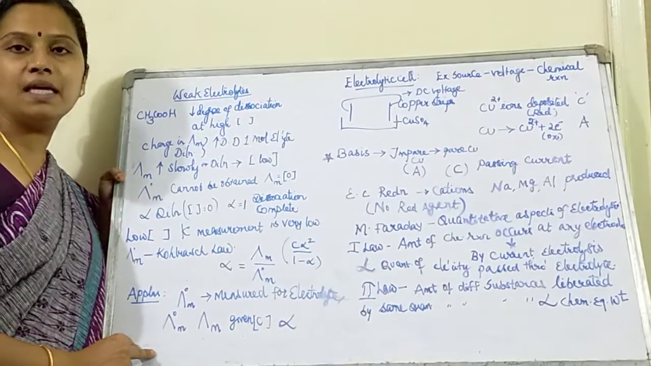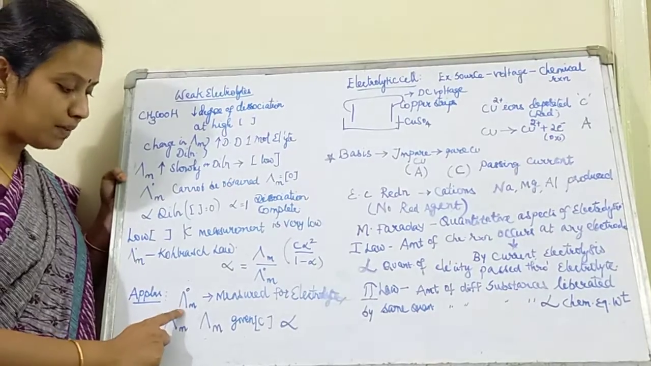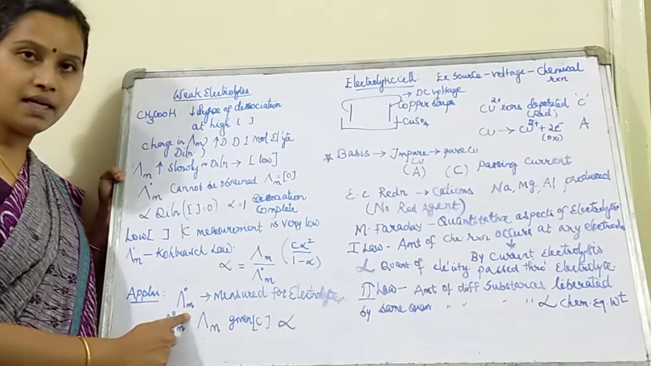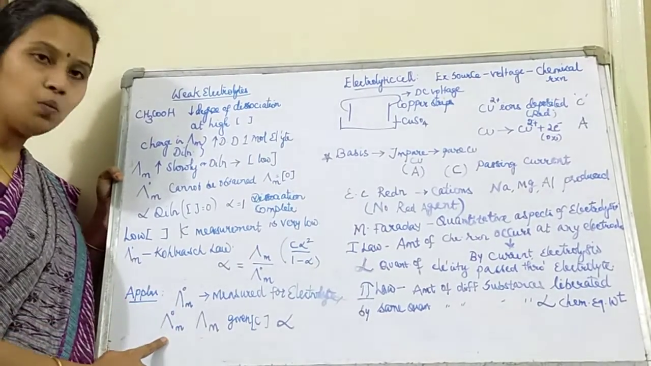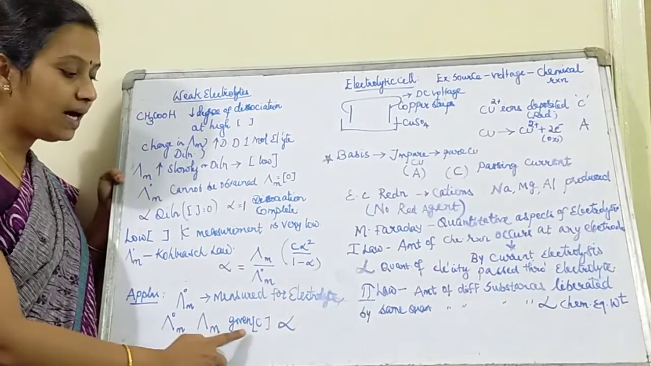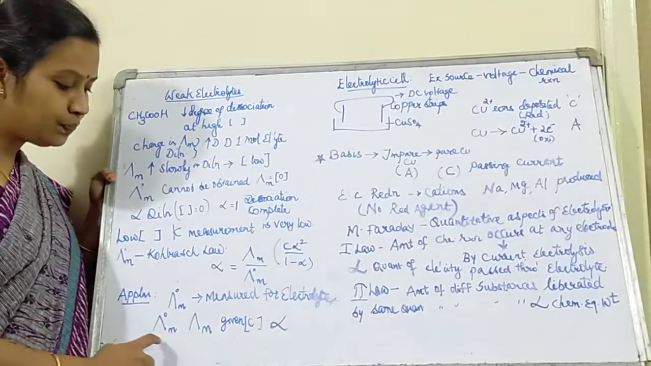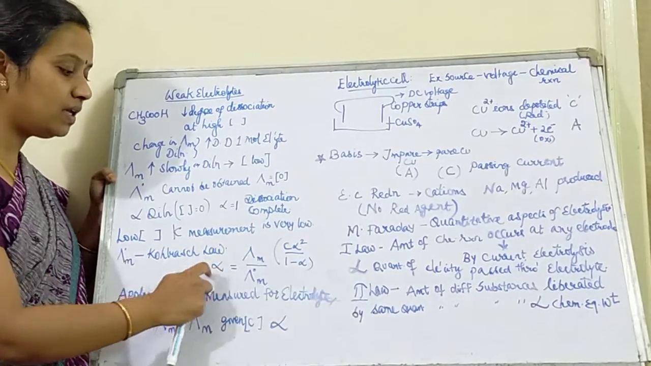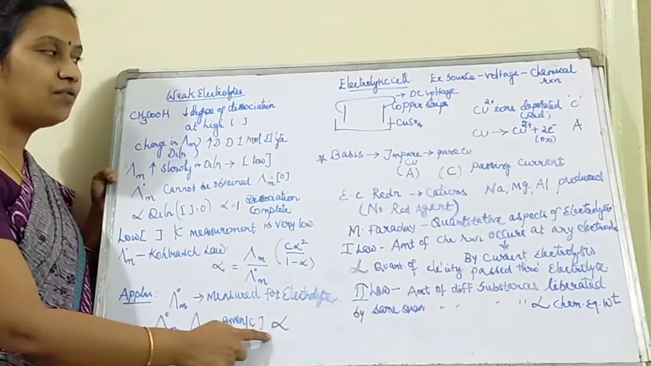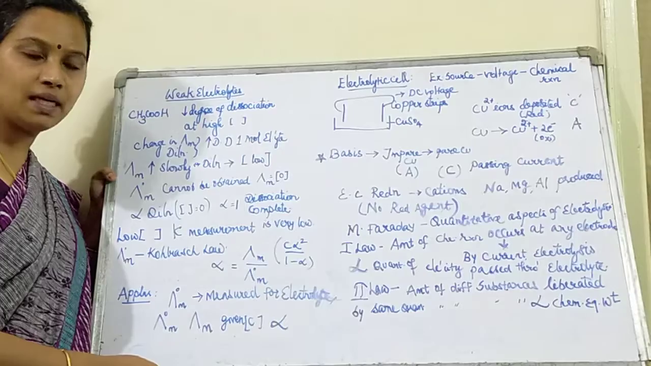Now what is the application of Kohlrausch's law? Using Kohlrausch's law, you can determine limiting molar conductivity. Once you know limiting molar conductivity, determination of molar conductivity at a given concentration is possible. Once you know molar conductivity and limiting molar conductivity, then measuring alpha becomes easy. Okay, we have finished strong electrolytes and weak electrolytes.